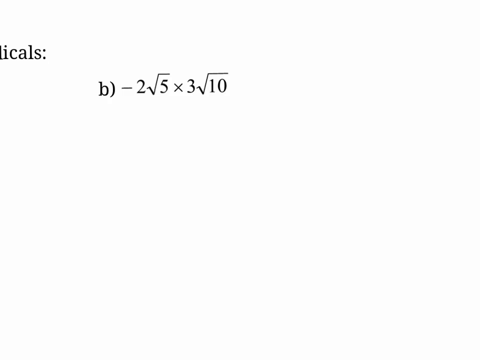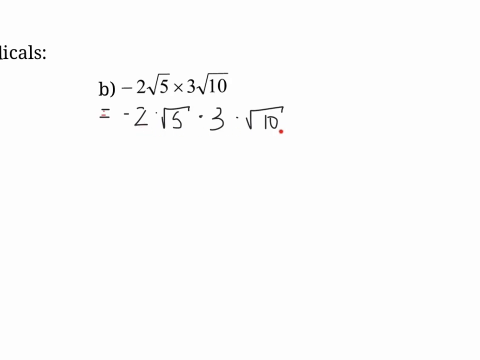Let's go slightly harder. What to do with this guy? You know everything you need to know to be able to deal with this. What does -2 root 5 mean? That just means -2 times root 5. And then we have times... What does 3 root 10 mean? It means 3 times root 10. So these are all just multiplying against each other.